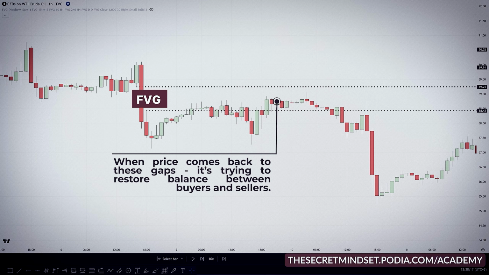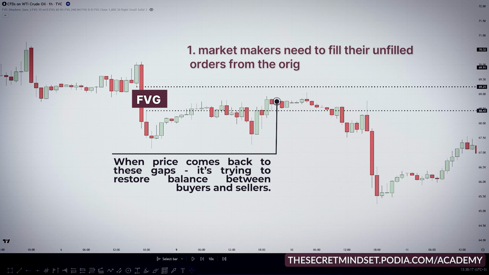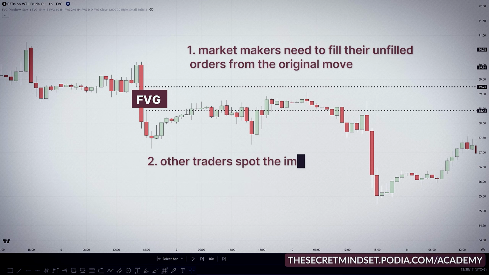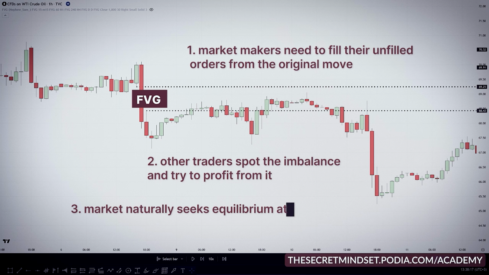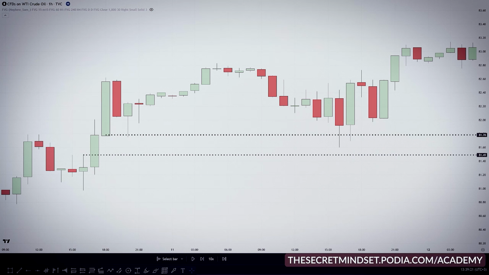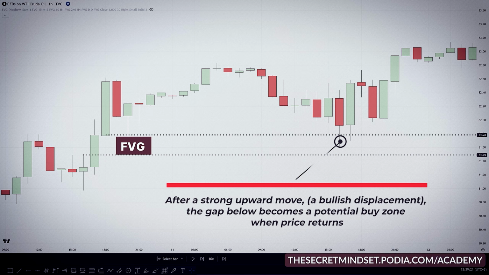This balancing act happens for three reasons. Market makers need to fill their unfilled orders from the original move. Also, other traders spot the imbalance and try to profit from it. And finally, the market naturally seeks equilibrium at these levels. The key to trading these returns lies in understanding the original move that created the gap. If it was a strong upward move, a bullish displacement, the gap below becomes a potential buy zone when price returns. The opposite is true for downward moves.